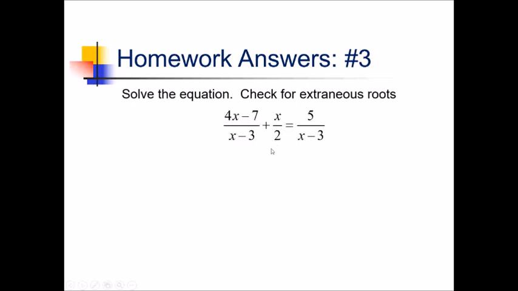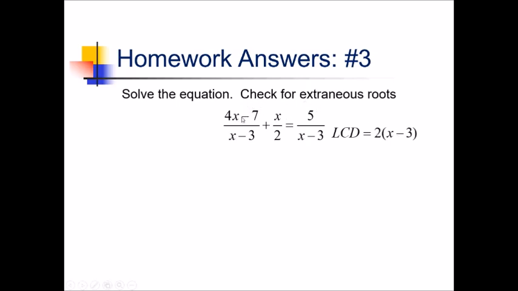For this problem, we need to solve for x and then make sure there's no extraneous roots. To do that, I want to get x out of the denominator, get rid of all the fractions really. So I'm going to multiply everything by the least common denominator after I find it. The LCD is going to have everything I need to cancel out my denominators. So we need an x minus 3 and a 2 in our LCD. And then I'll just multiply that expression by all of my numerators.